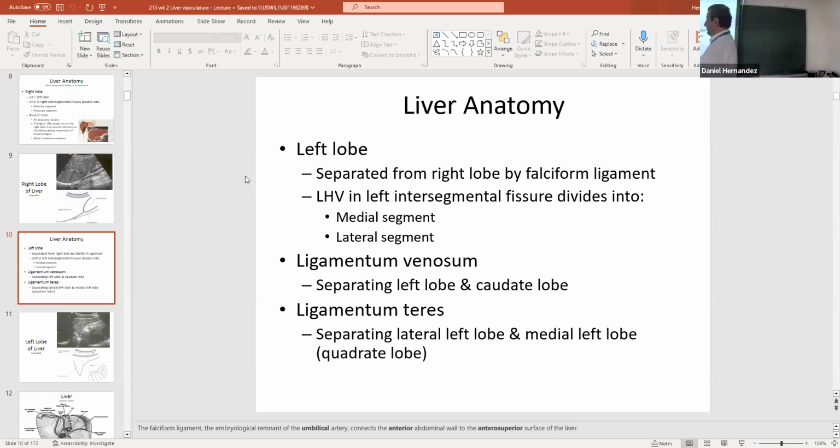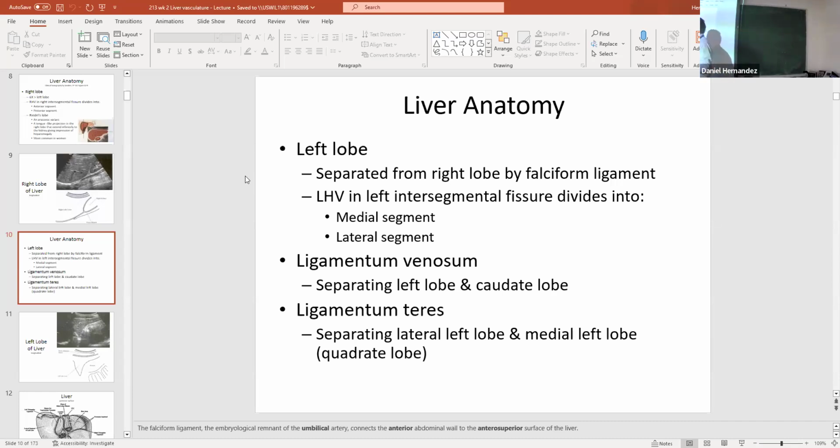So the right lobe is separated into an anterior and posterior segment. The left lobe is separated into a medial and lateral segment. Don't get confused when you're labeling your segments in the liver, particularly for the left lobe. The medial segment is in relation to the organ itself.